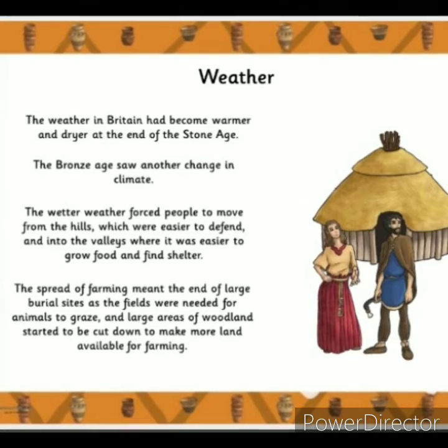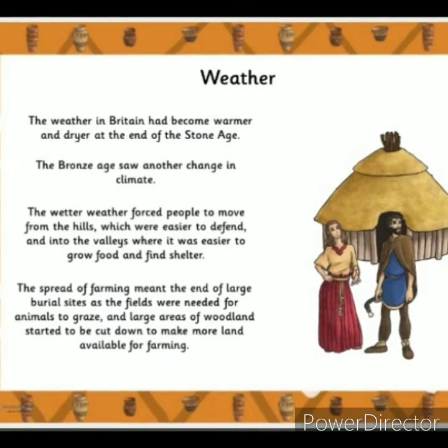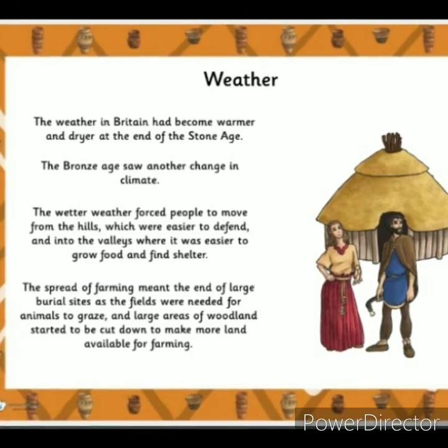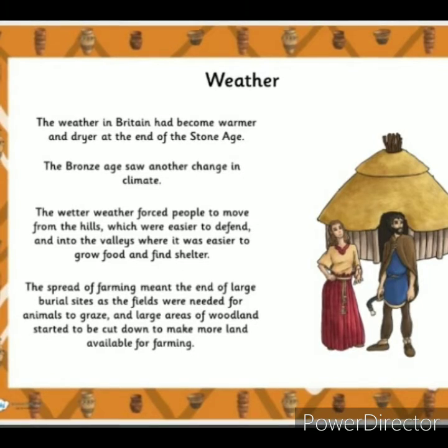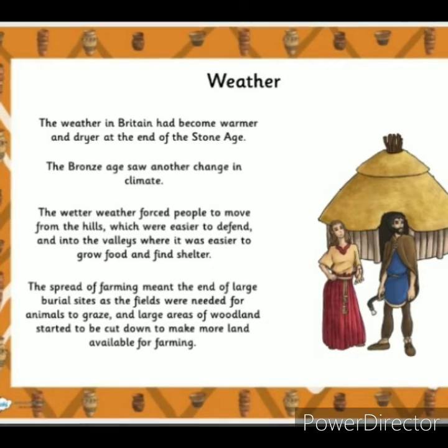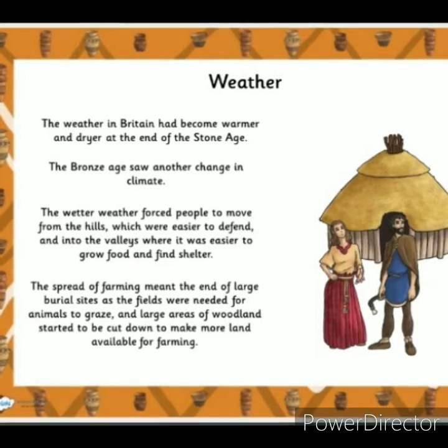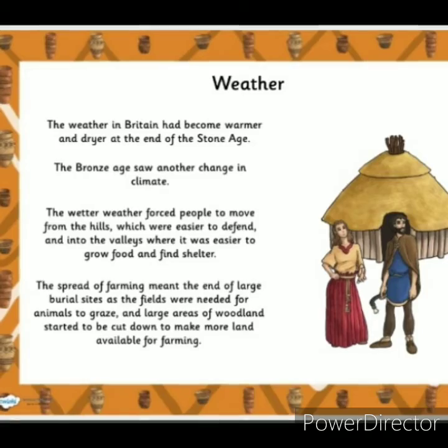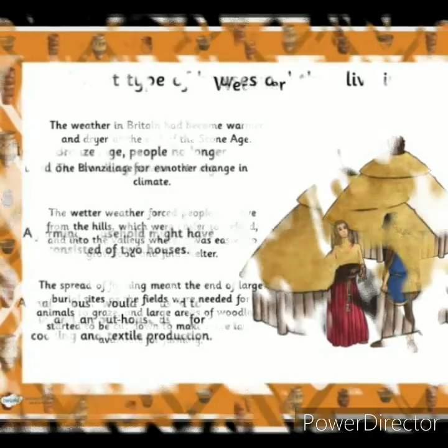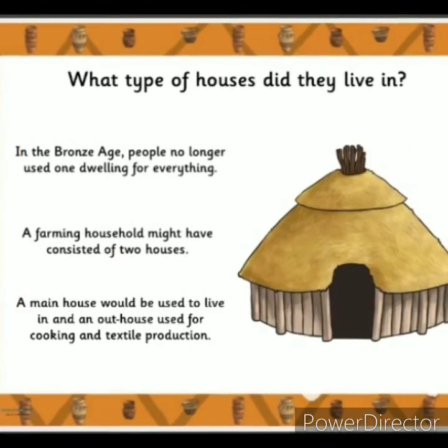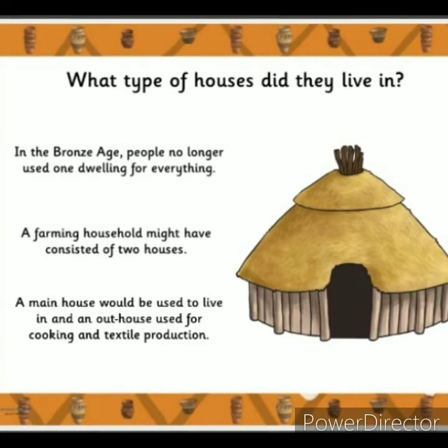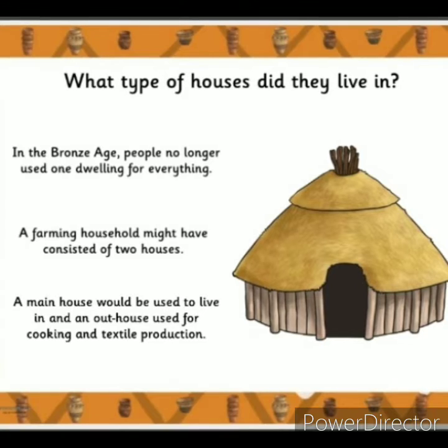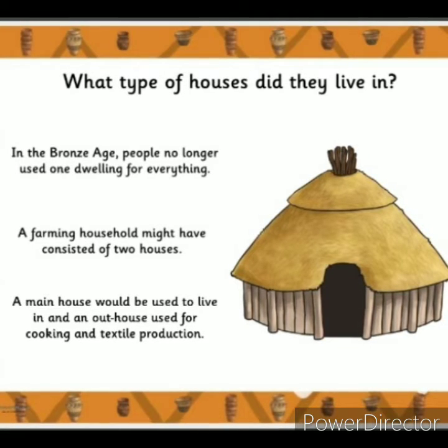The weather forced people to move from hills, which were easier to defend, into valleys where it was easier to grow food and find shelter. Now, the spread of farming meant the end of the large burial sites, and animals started grazing in the fields, and large areas of woodland started to be cut down to make more land available for farming. Now, what type of houses did they live in?